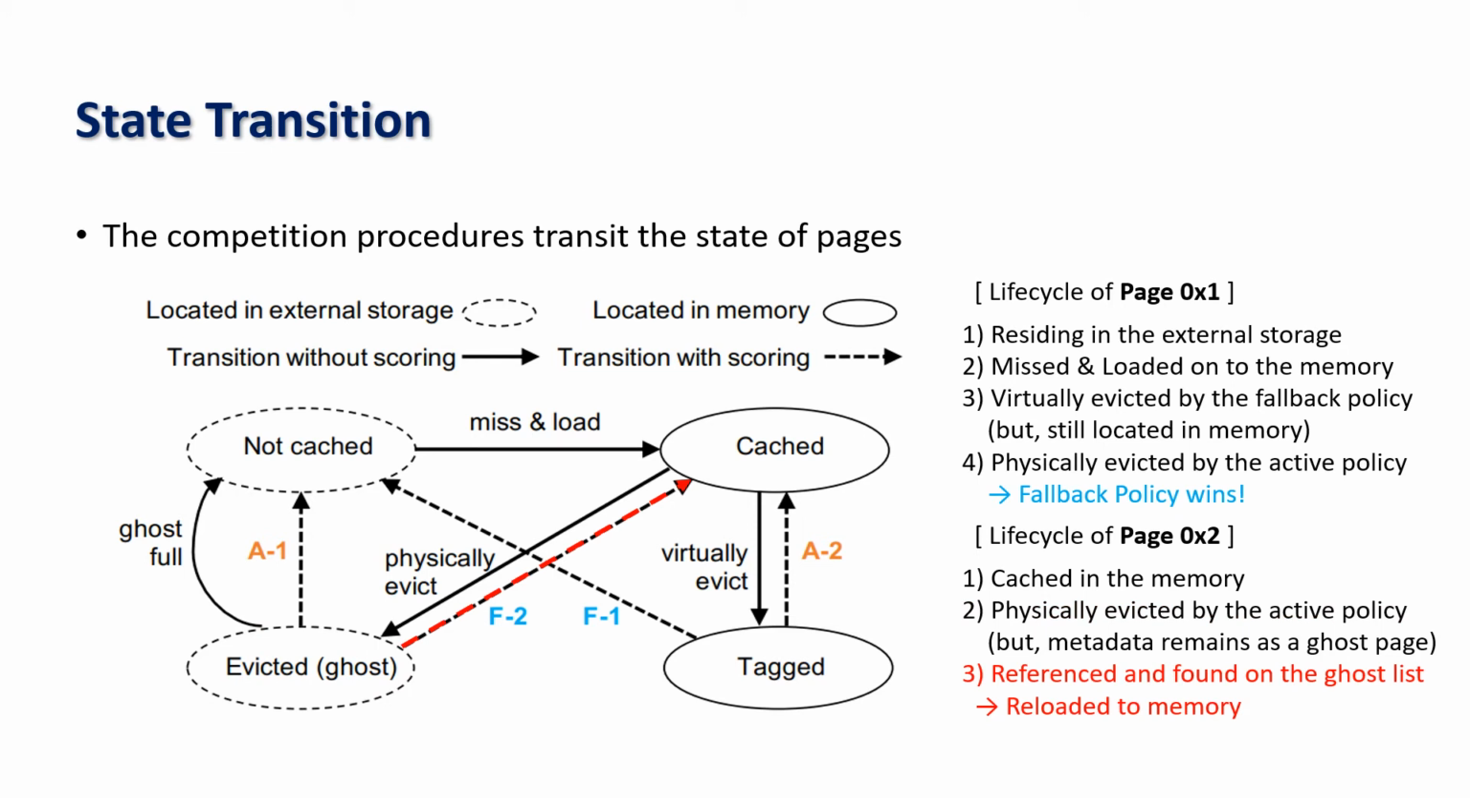If this page is referenced again, it is going to be found on the ghost list. Then the page should be reloaded to memory. The fallback policy wins again like this, because it turns out that the active policy made the wrong decision.